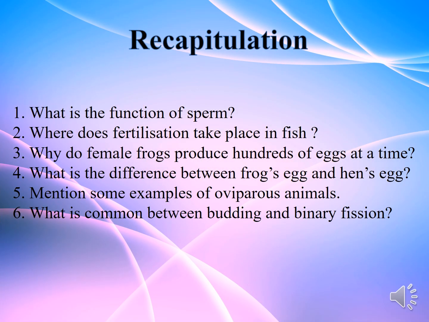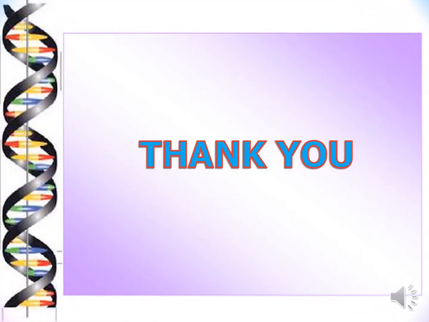Let us have a review. What is the function of sperm? Where does fertilization take place in fish? Why do female frogs produce hundreds of eggs at a time? What is the difference between frog's egg and hen's egg? Mention some examples of oviparous animals. What is common between budding and binary fission? Try to find out the answers for yourself. Thank you.